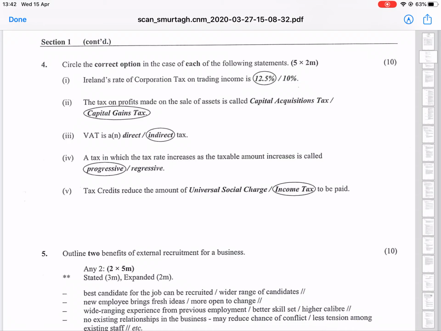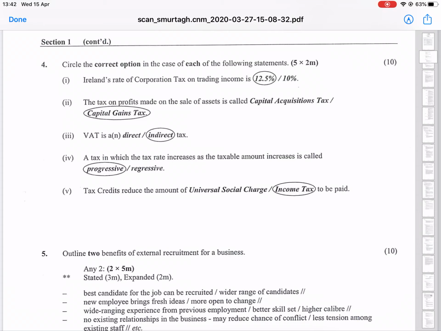Tax on profits made on the sale of assets is called capital gains tax. Remember, capital acquisitions tax is inheritance and gifts and things like that. But capital gains tax is when you sell something that you own, like a house. If you're selling it, you have to pay capital gains tax on it. VAT is actually an indirect tax. Direct taxes are taxes on income, and indirect taxes are taxes on expenditure.